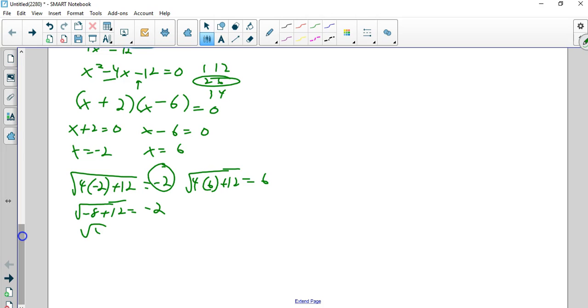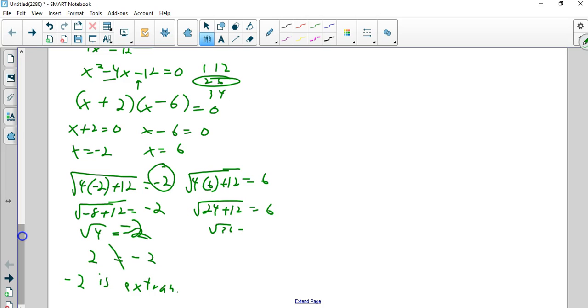So this is the square root of 4 equals negative 2. That's a funky negative 2. And this is 2 equals negative 2, which is false. So negative 2 is an extraneous answer. Let's check out this one. Square root of 24 plus 12 equals 6. Square root of 36 equals 6. 6 equals 6 is true, so 6 is a valid answer.